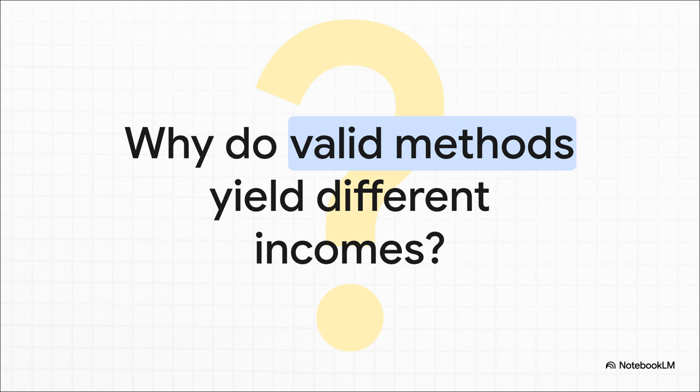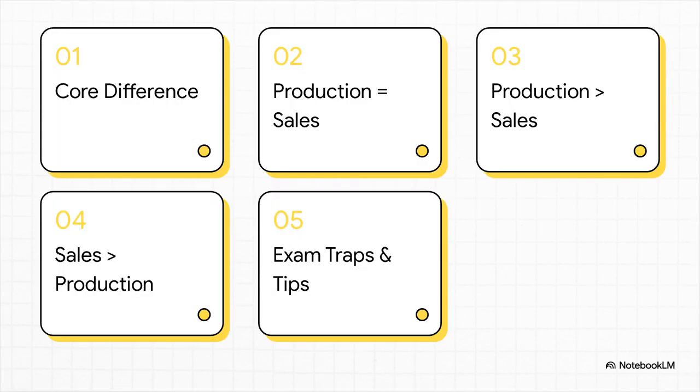I mean, how is that even possible? Why do two perfectly valid accounting methods produce totally different bottom lines? That is the core mystery we are going to solve right now. Okay, let's dive into this. Here is our roadmap for today.